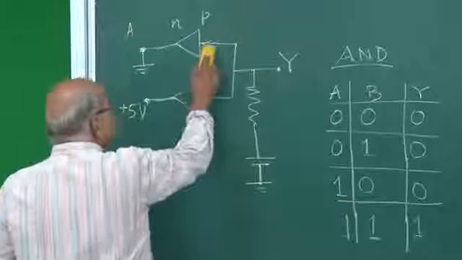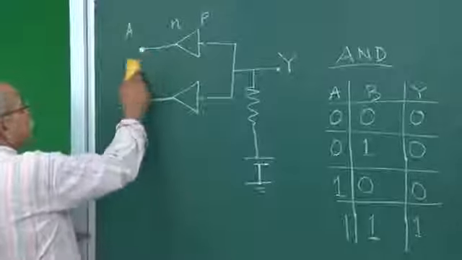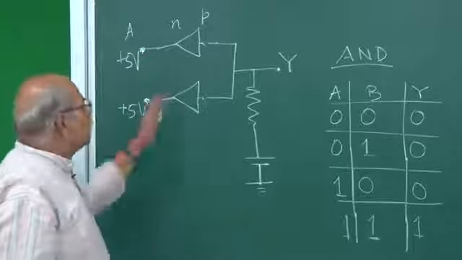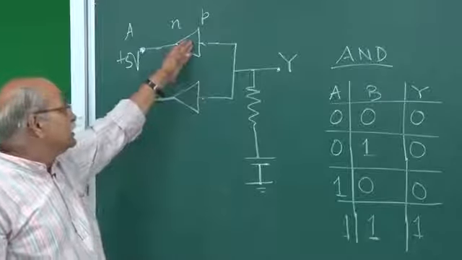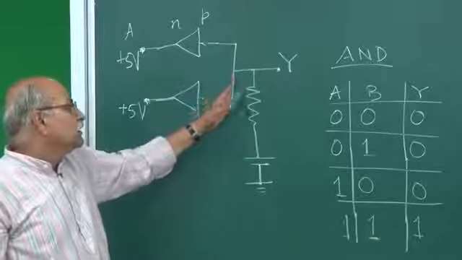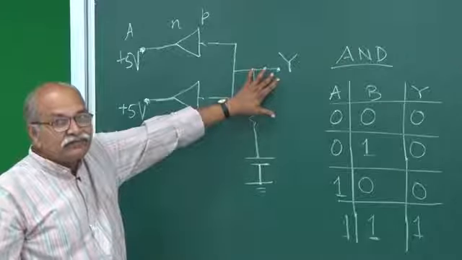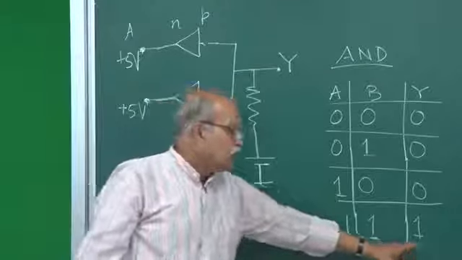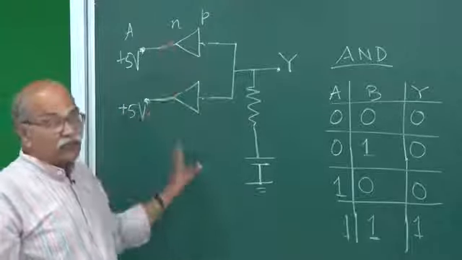What happens if A is 1 and B is 1? I am giving 5 volt to A and 5 volt to B. Now both the diodes are reverse biased, no current going from here, no current going from here, and therefore no current going from here, Kirchhoff's junction rule, no current going from here. So whatever is this voltage, that same will be this voltage, and therefore this will be high, and hence you have 1, 1 and 1. So this is how this AND can be implemented using diodes.